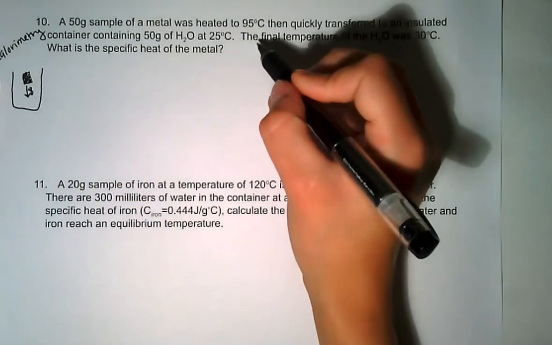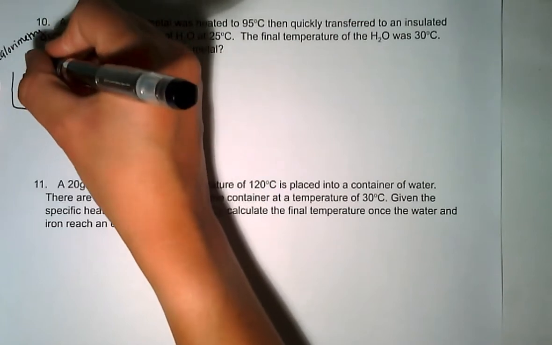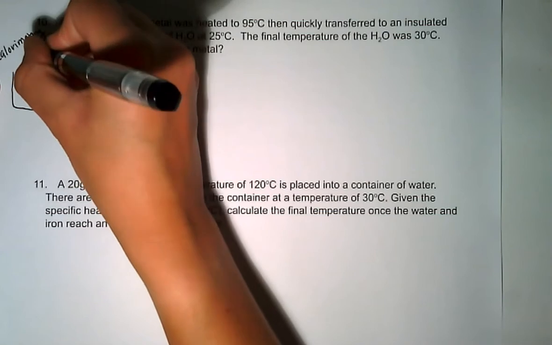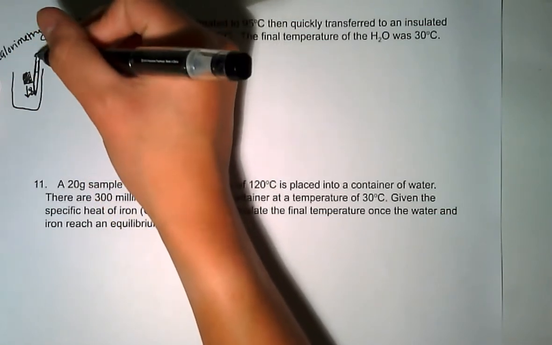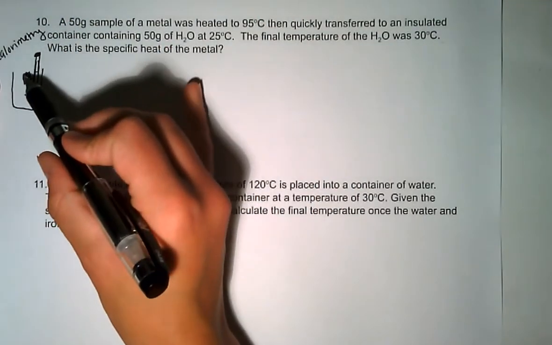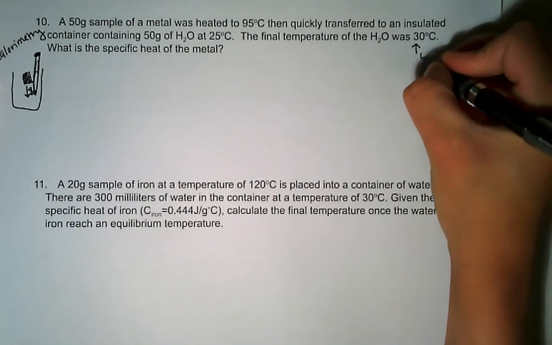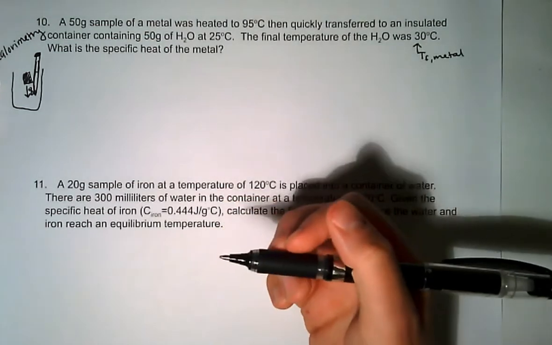So when we measure the final temperature of the water using our thermometer, which I'm not a very good drawer, but we measure our final temperature of the water with our thermometer, we can assume that the metal is also at that same final temperature. So this is the final temperature of the water, 30 degrees, but that's also the T final of the metal as well, because they're going to end up at the same temperature.